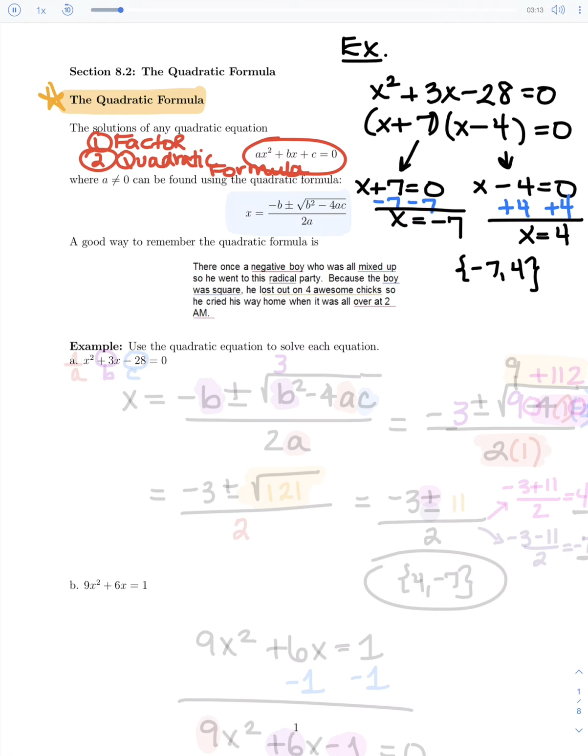But what I'd like to do is redo the problem we just did using the quadratic formula. The quadratic formula is up here and it's in your notes. I would memorize this. You will never be given this on a test as a formula. You will always have to memorize it.